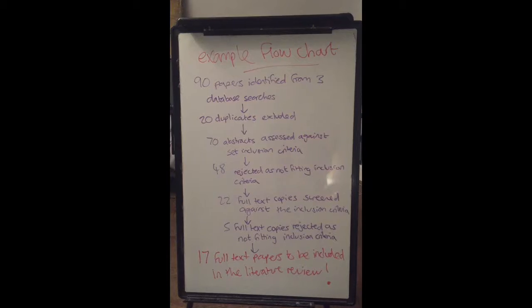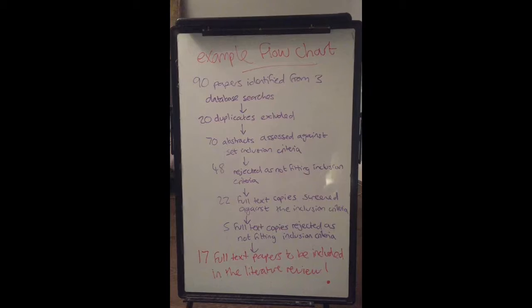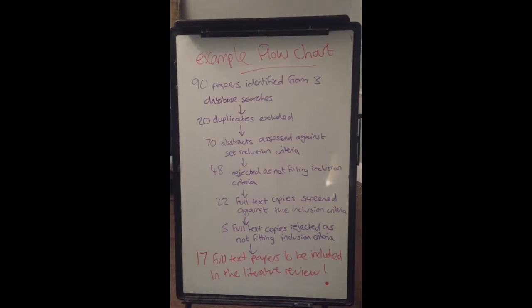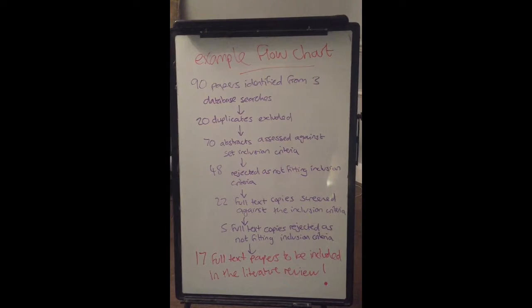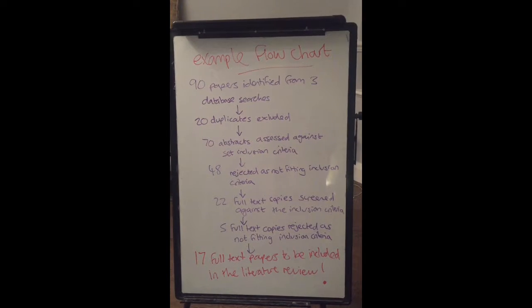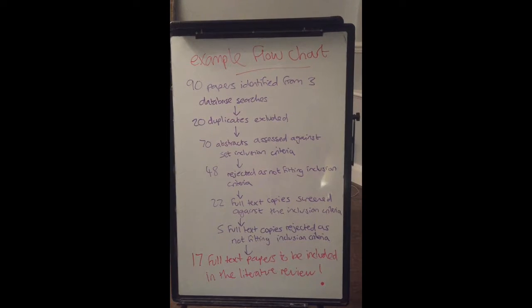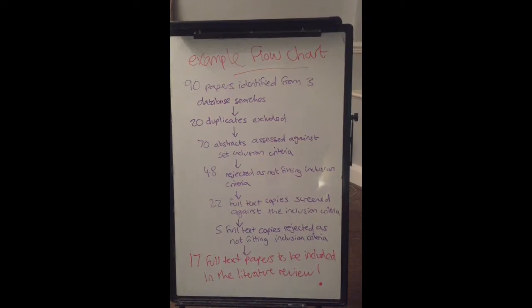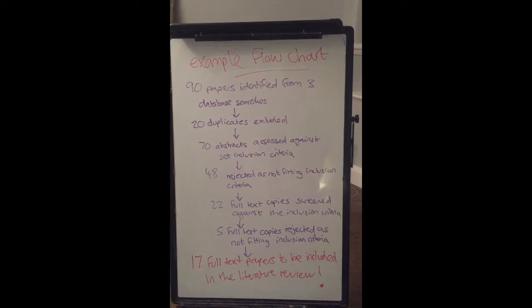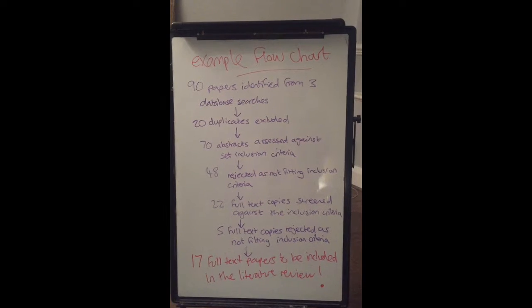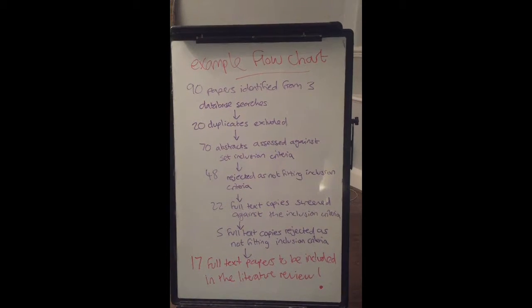90 papers were identified from 3 database searches. 20 duplicates were excluded. 70 abstracts assessed against set inclusion criteria. At this point, 48 were rejected as not fitting inclusion criteria. 22 full text copies were obtained and screened against the inclusion criteria. 5 of these copies were rejected as not fitting the inclusion criteria, so this left 17 full text papers to be included in the literature review.